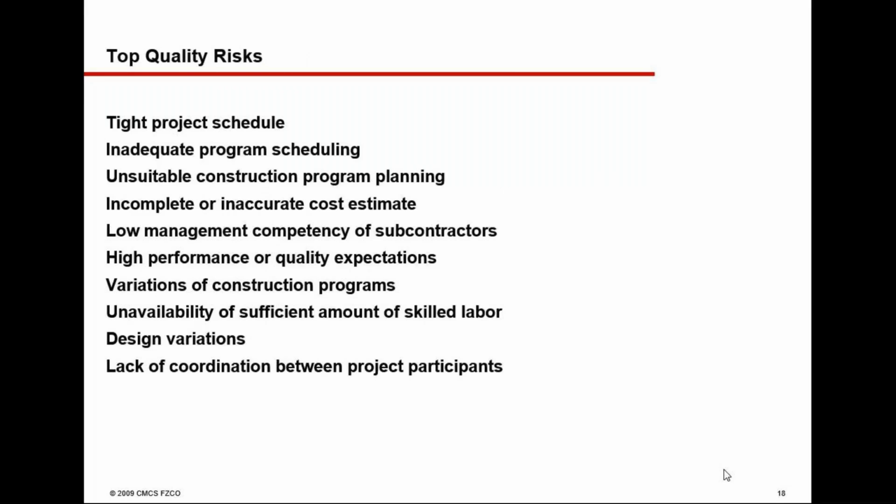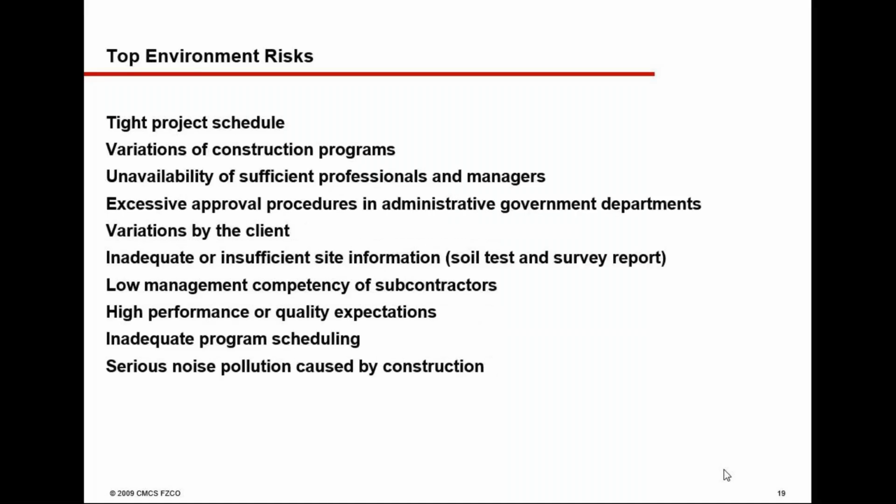Top quality risk, tight project schedule. If you have noticed, currently we have gone through time, scope, cost, and we are in the fourth one, quality. In all these areas you have something called tight project schedule, which is one of the causes for risk, and also the incomplete or inaccurate cost estimate, unsuitable construction program planning, inadequate program scheduling. These are the constant things which occur across the different categories, right?